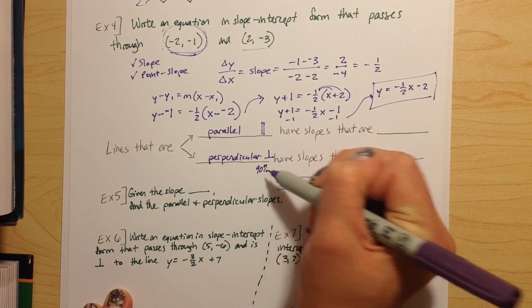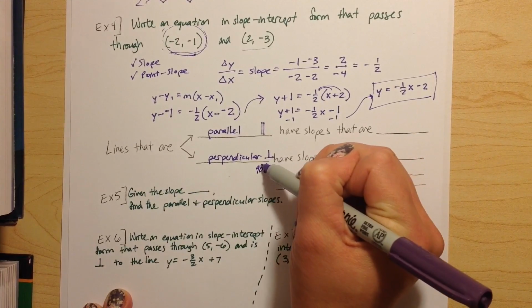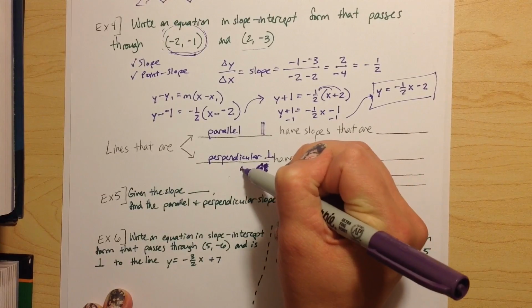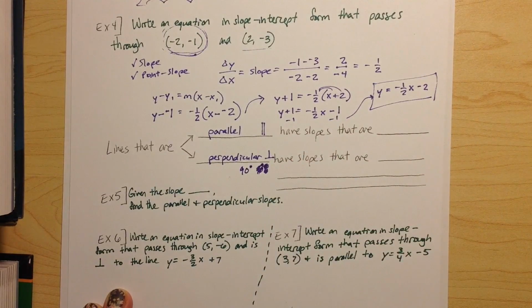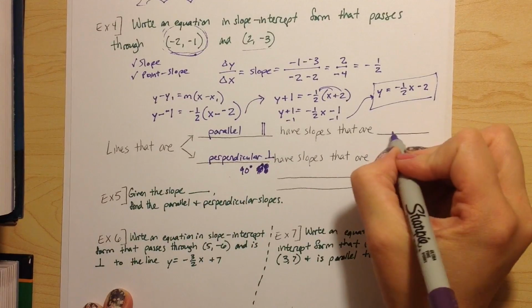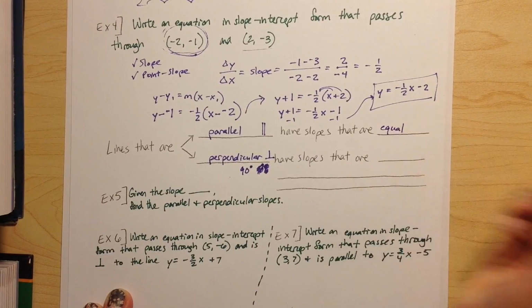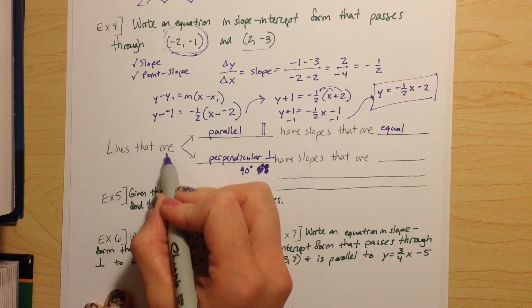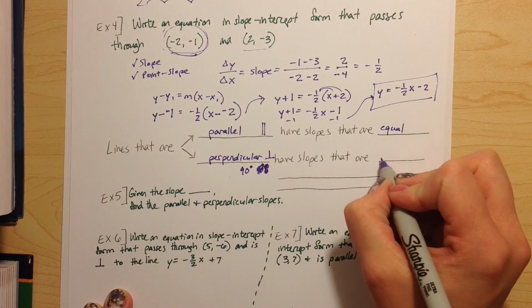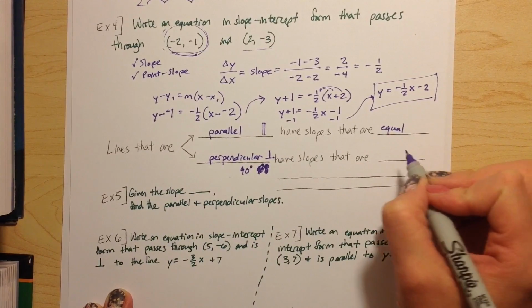That's important. Not percent, silly me. 90-degree angle. One more time. 90-degree angle. Now, lines that are parallel have slopes that are equal. Perfectly equal. Super easy. Lines that are perpendicular have slopes that are opposite reciprocals.